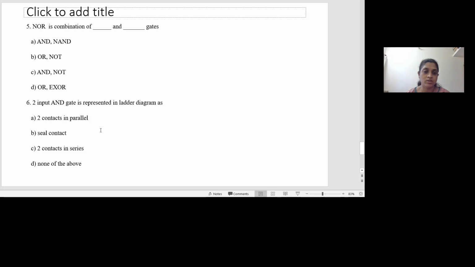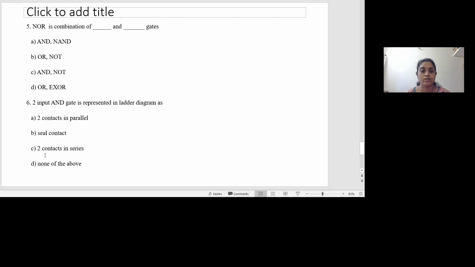The sixth question is, a two input AND gate is represented in a ladder diagram as: choices A, two contacts in parallel, B, seal contact, C, two contacts in series, D, none of the above. A two input AND gate is represented in a ladder diagram as two contacts in series. So the answer is choice C.